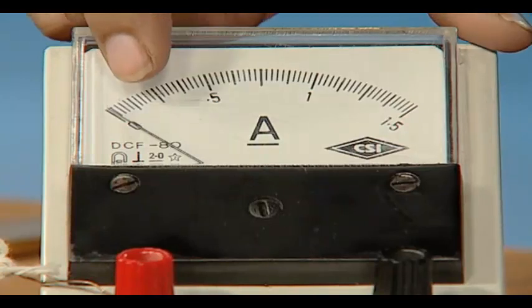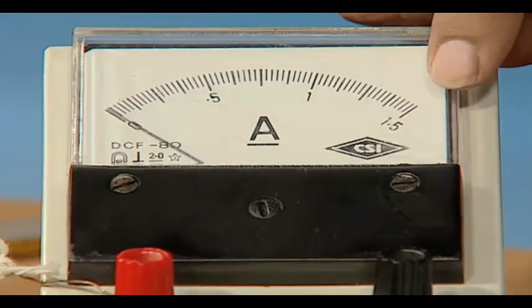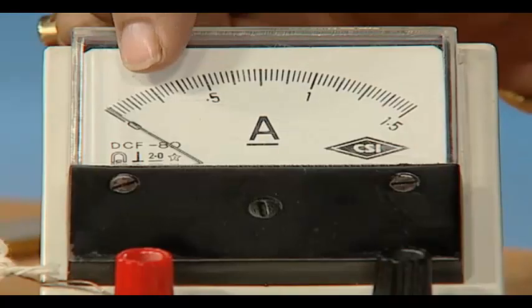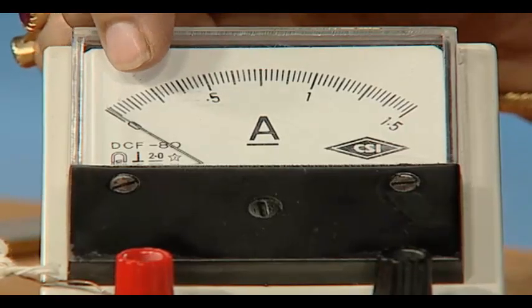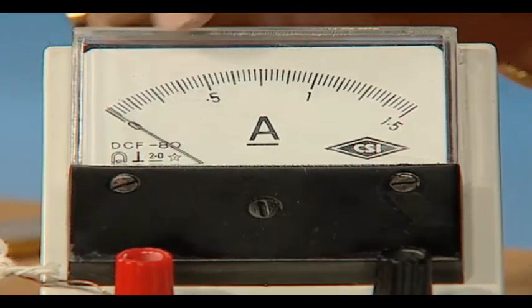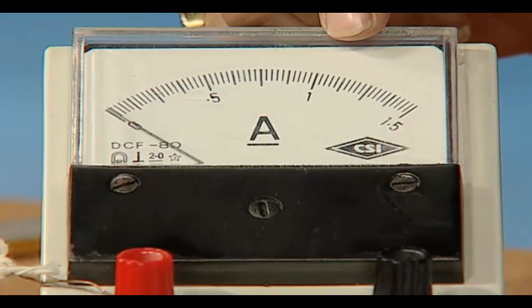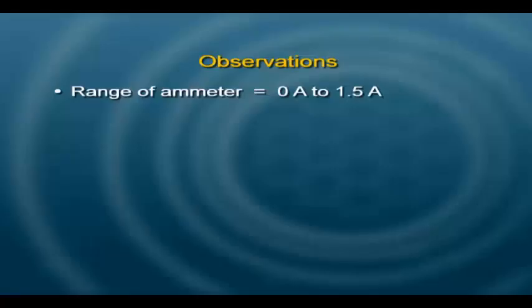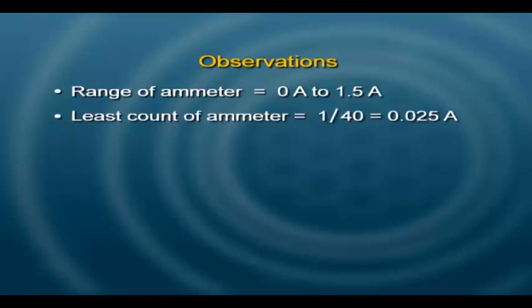The ammeter, the range is from 0 to 1.5 that we can record. We can find the least count by determining the number of divisions between 0 and 1. If we see this carefully, there are 40 divisions. So, 1 upon 40 is my least count, which calculates to 0.025 amperes.